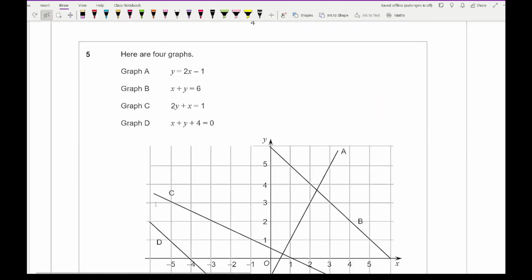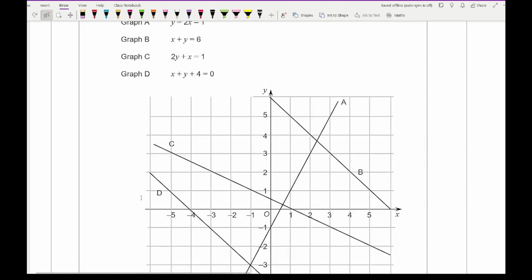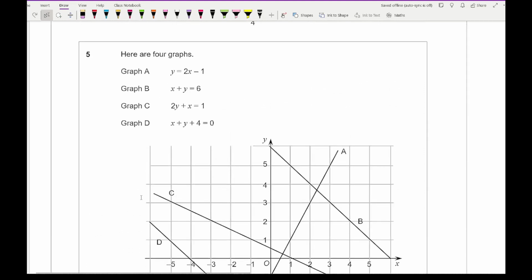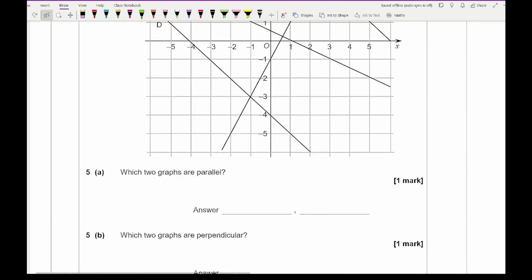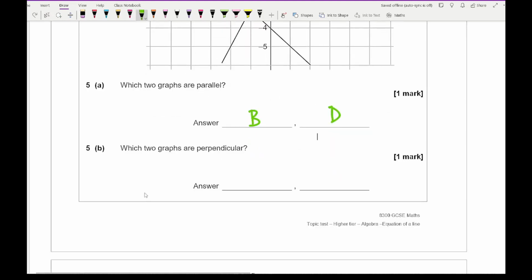Then moving on to question 5, it says here are 4 graphs, graph A, graph B, graph C, graph D, and it says which 2 graphs are parallel. You can either use the graph or you can use the equations. But if you are going to use the equations, I strongly recommend that you rearrange them to make y the subject. The correct answer you should have is B and D. Then for part b, it says which 2 graphs are perpendicular. Looking at the graph, which is drawn accurately, it's going to be A and C. You can have those letters in any order as long as you've got the correct pair.